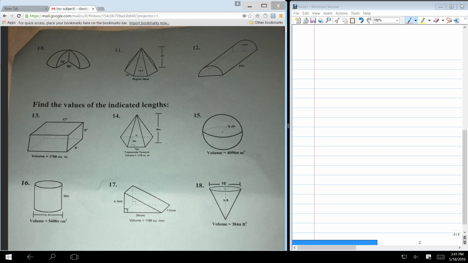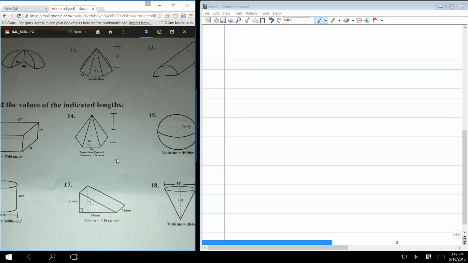I actually had some questions about 14 myself. Now, for them to call 14 a trapezoidal pyramid, I think requires that that point be over the center of the base, which is a trapezoid. I just found my mistake. You good to go on?